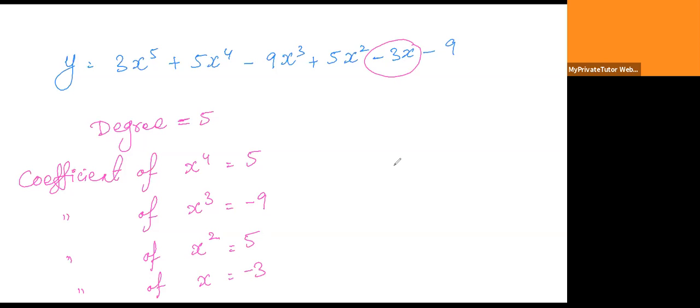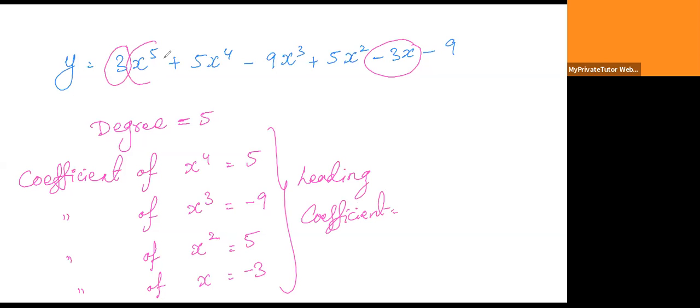Okay, that's nice. And can you please tell me, anyone, what is the leading coefficient? The leading coefficient is the number which is multiplied with the highest degree term. The highest degree term is x^5, and 3 is multiplied with that. So the leading coefficient would be 3. Let's go back to the PPT.